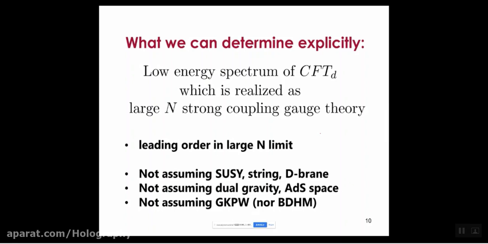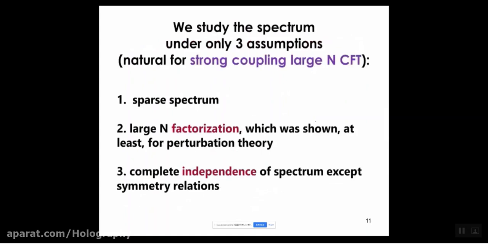It means leading order in the large N limit, but not assuming supersymmetry, not assuming string theory or D-branes, not assuming dual gravity on AdS space, or GKP-Witten or BDHM-like dictionary of the AdS/CFT. Of course, we need some assumptions on the low energy spectrum, but they are actually natural. It's about the sparse spectrum and large N factorization. Large N factorization is a fact of perturbation theory, so maybe this is not an assumption. And the third one is a complete universe of spectrum except symmetry, which means something like a universal representation. This is also very natural for the strong coupling large N CFT.